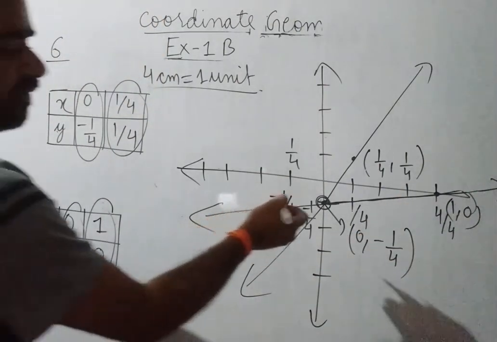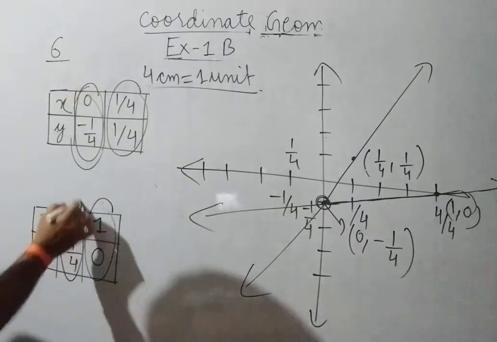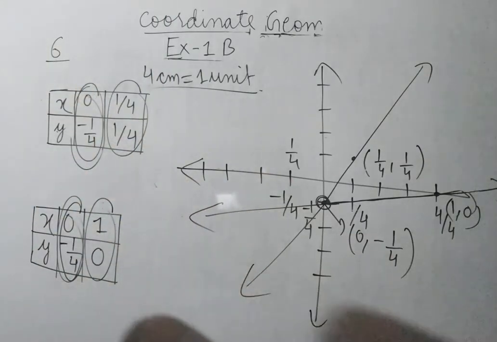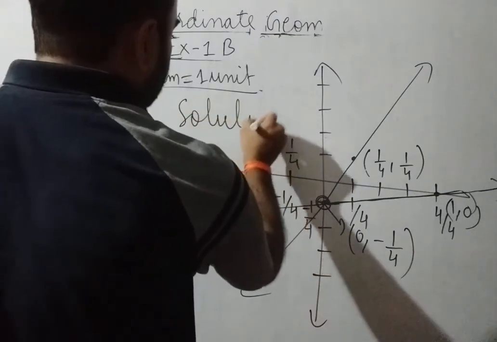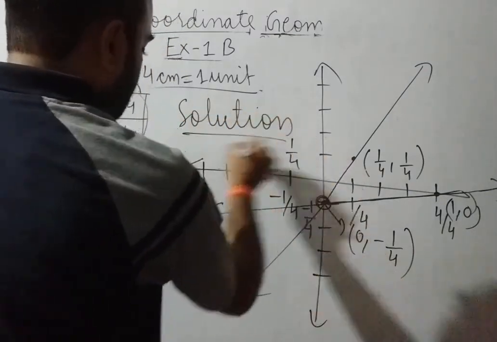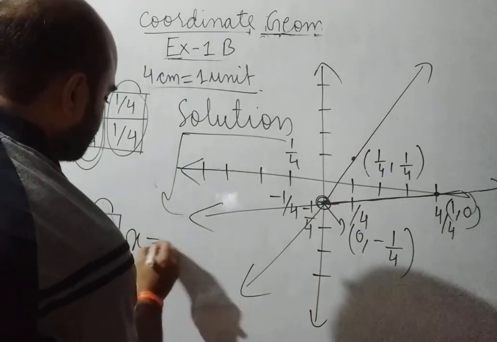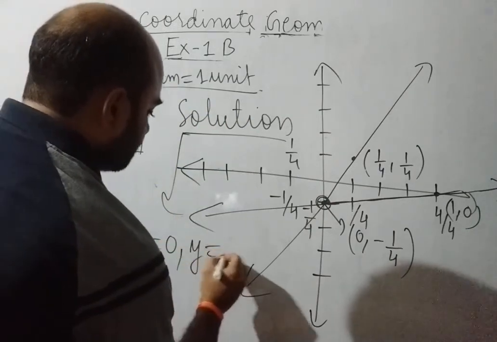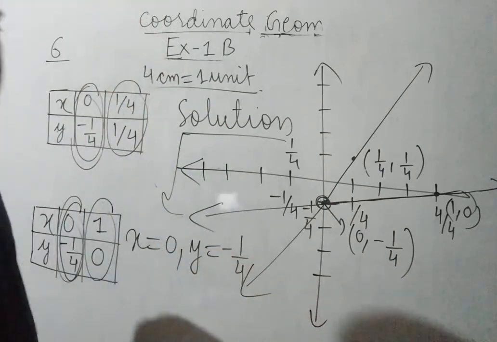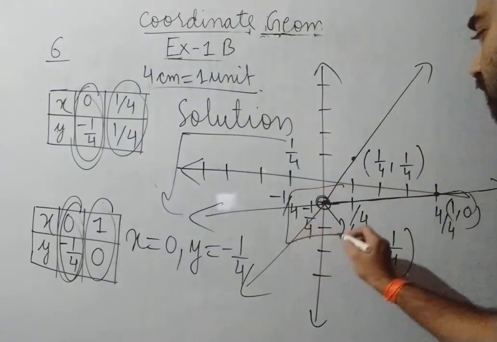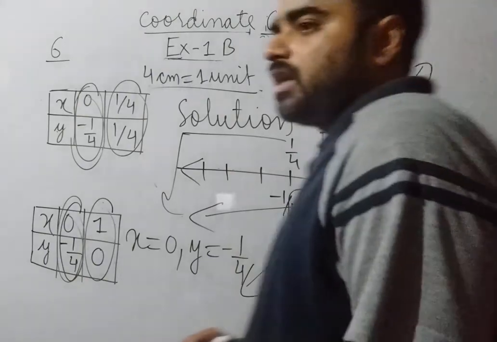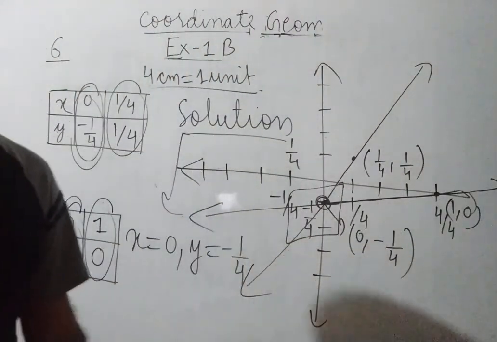So already we are having what? What is the common point? 0 comma minus 1 by 4. It means the solution will be, solution is what? Solution is x is 0 and y is minus 1 by 4. This is the solution. This part is the solution part. Correct? So this is the graphical solution.